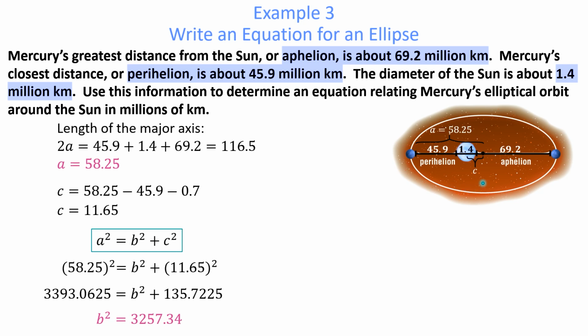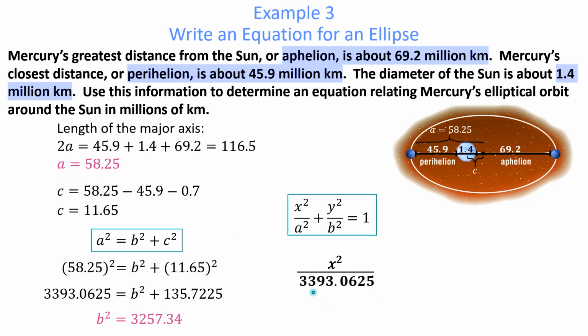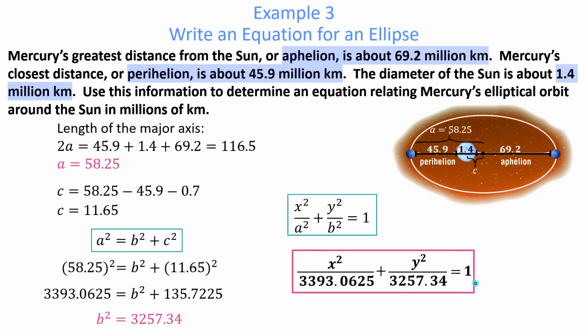Because the major axis is horizontal, we know that the ellipse is horizontal. And also, because the center of the orbit is at the origin, then the equation relating Mercury's orbit to the Sun would take the following form. So now all we need to simply do is substitute our values of a and b into this equation to get the final equation we're looking for. So we have x squared all over a squared. So we'll square this term over here to give us 3393.0625 plus y squared over b squared. Now we know what b squared is. It's 3257.34 equals 1. And this is the final equation that we're looking for.